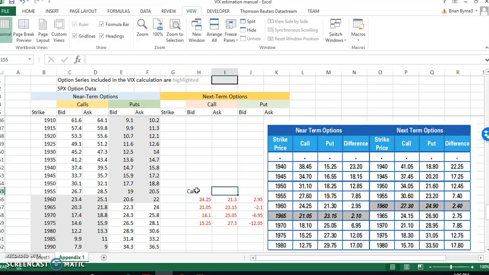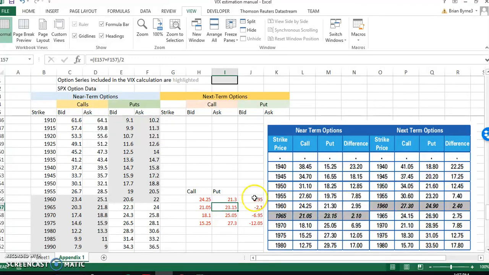Okay, and then when we come to the put, the midpoint is 20.6 plus 22 divided by 2. So the 24.25 here is consistent with the average of the bid and the ask for the calls, and likewise the average for the bid and the ask for the puts is 21.30, and that's what we have here.